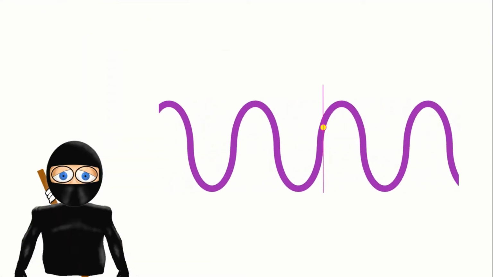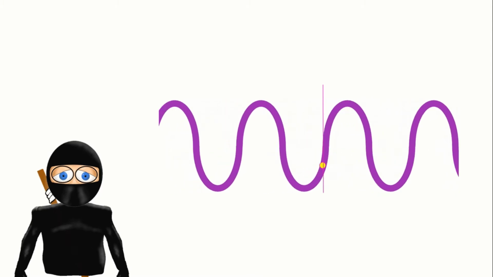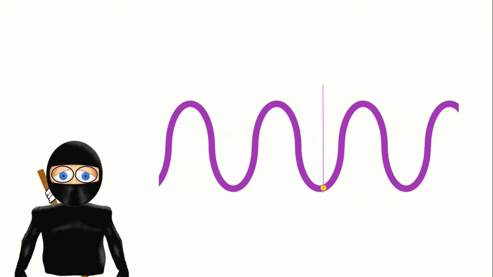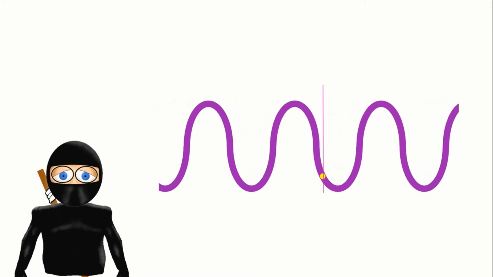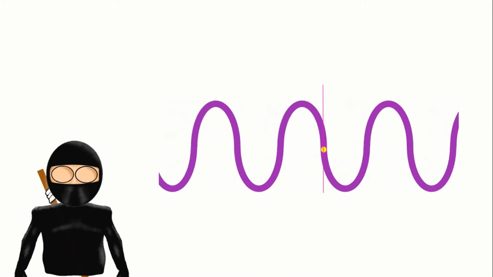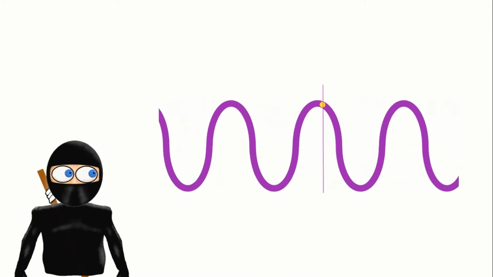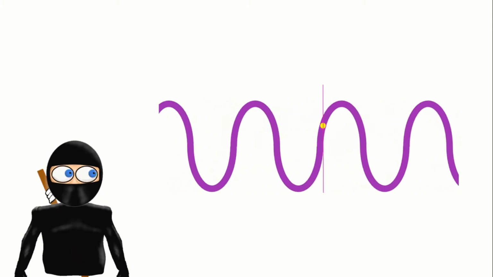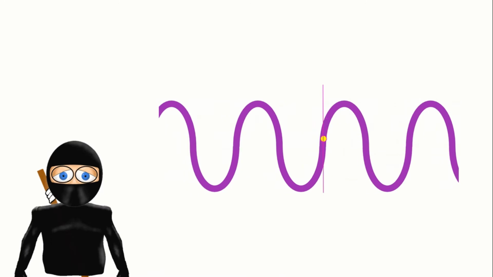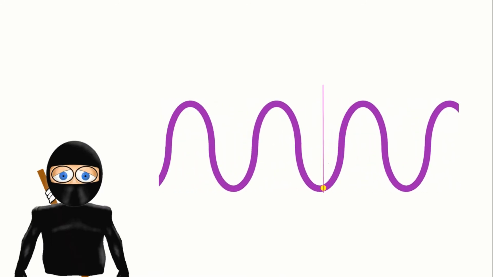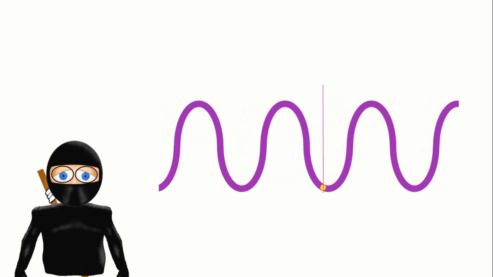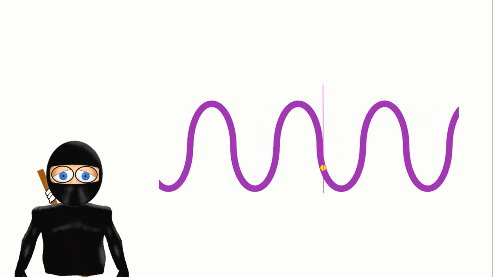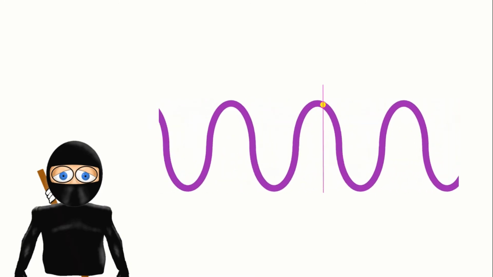In this animation, we have a wave moving from left to right, horizontally. A particle on the wave is represented by the yellow dot. You can see it moves up and down vertically at 90 degrees to the horizontal plane. So as the wave moves from left to right, particles in its path move up and down. This is a transverse wave.